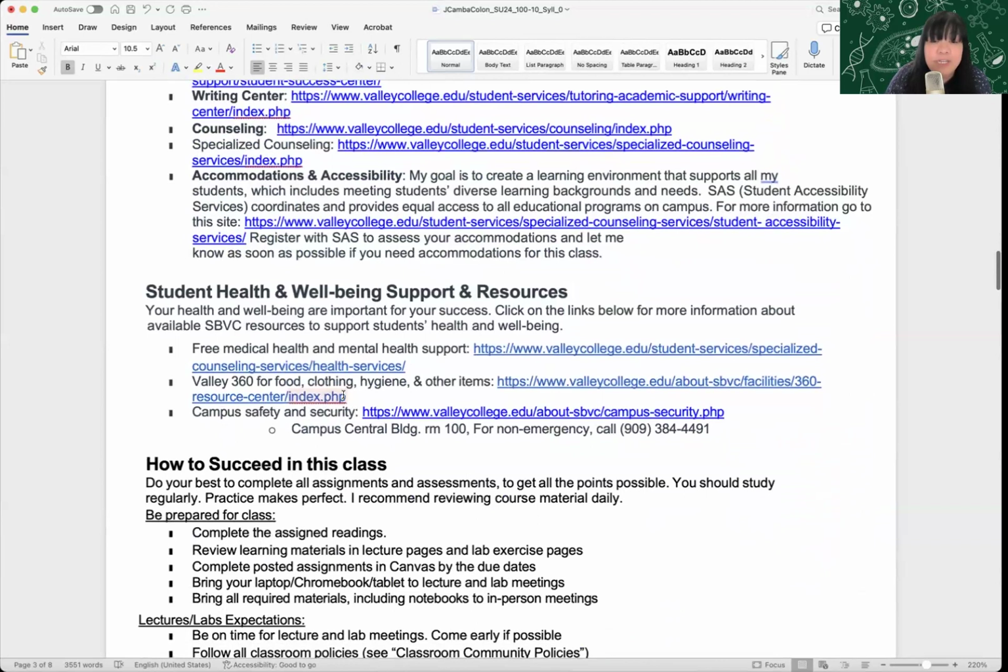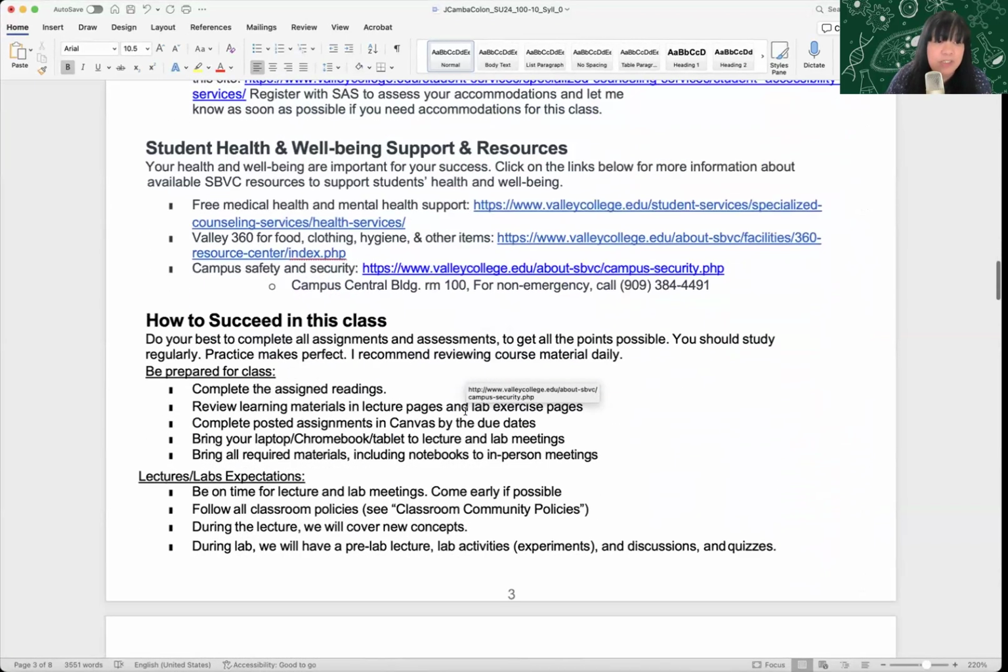These are support for your health and well-being. So we have free medical, health, and mental support. If you click on this link, it'll show you more information. We have a pantry for food, clothing, hygiene, and other items. Again, click on this link to find out more information. And this talks about campus safety and security.